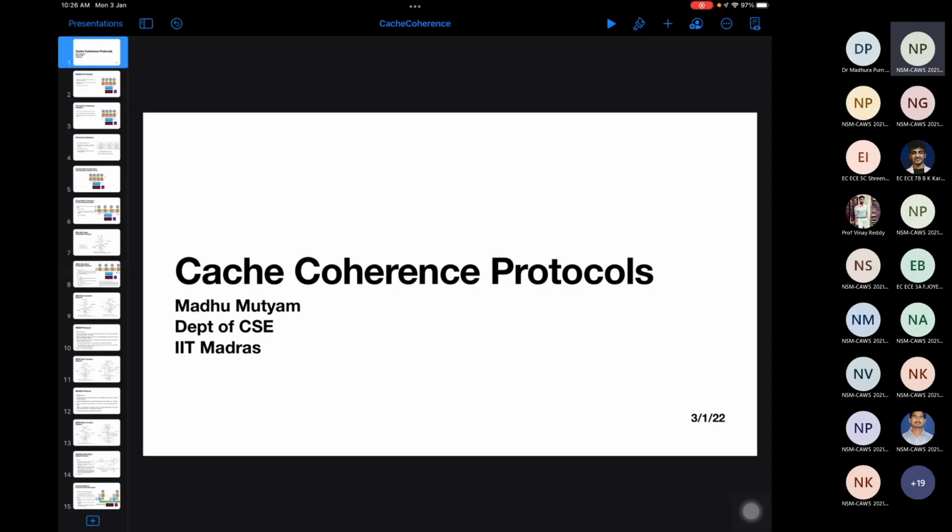Okay. So welcome to the second session of the day, and I'll be talking about cache coherency protocols. Already in the previous lecture, you've learned multi-core architectures and shared memory multiprocessor systems. So we'll see what a cache coherency problem is and how we deal with that.